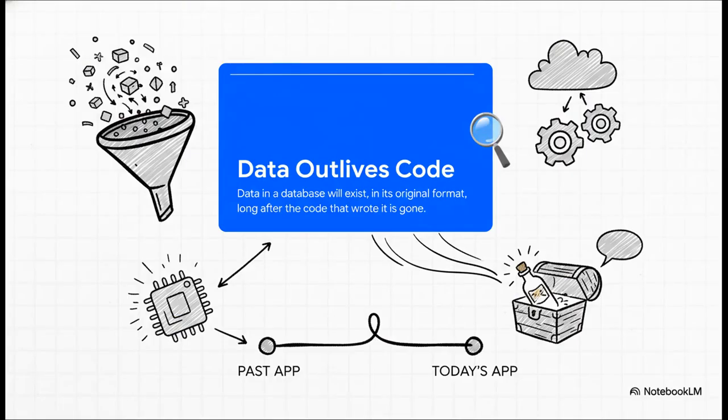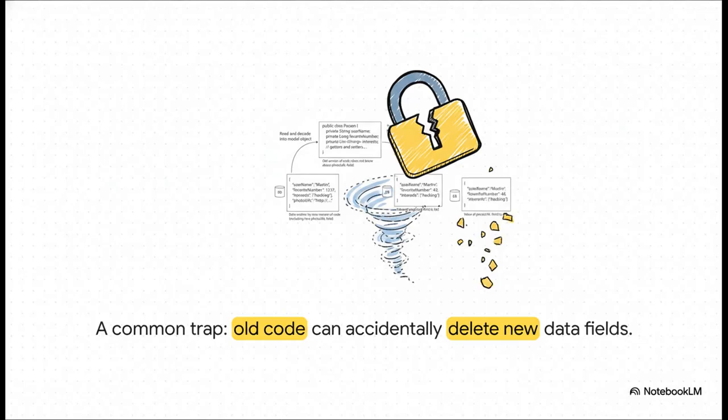When data flows into a database, you have to remember this critical rule. Data outlives code. A record written 5 years ago by some long-gone version of your app still has to be readable today. You can really think of a database as sending messages to your future self, and that makes forward compatibility absolutely essential.